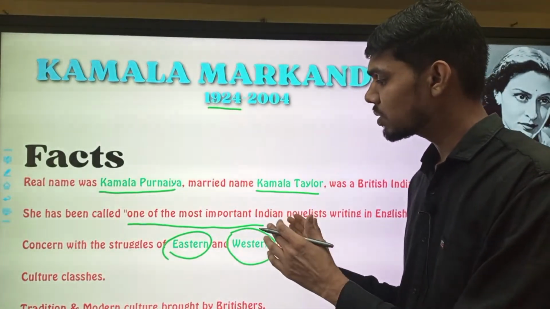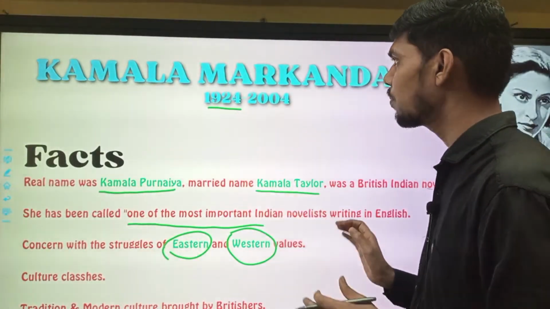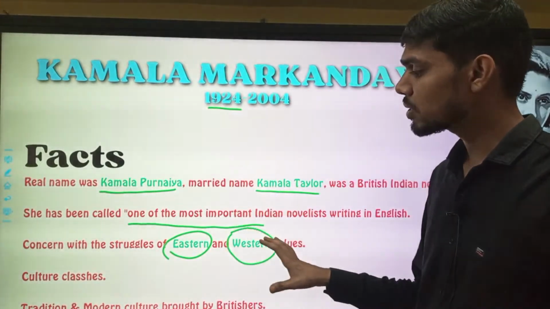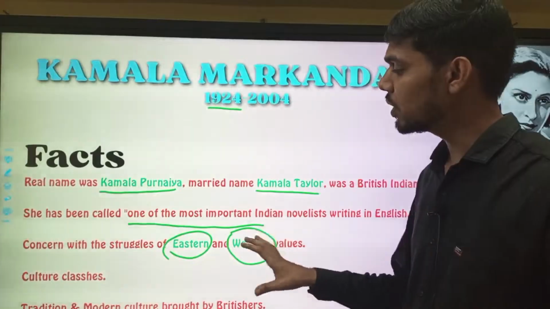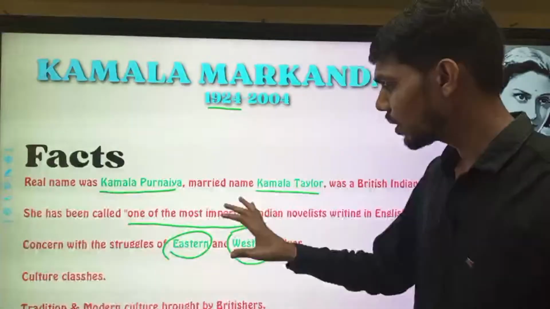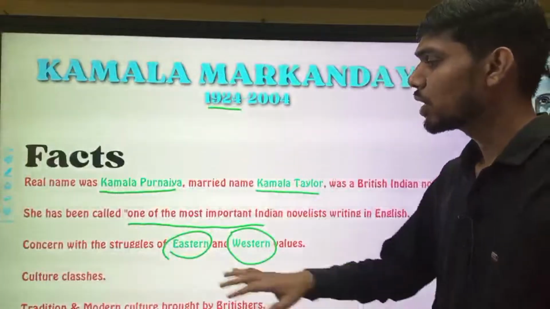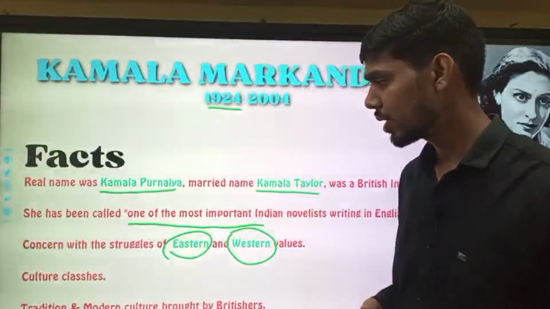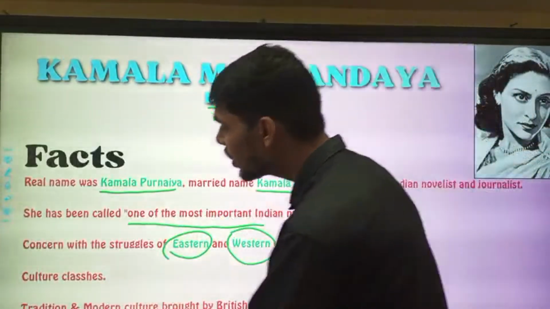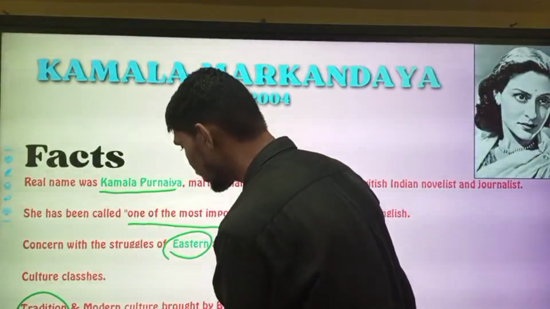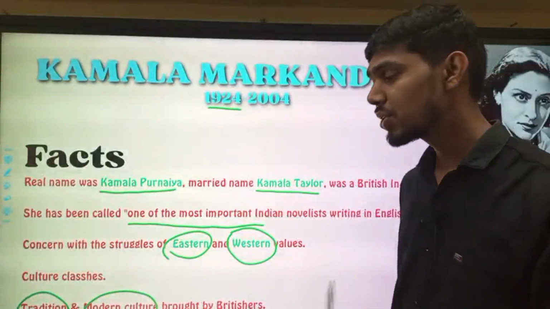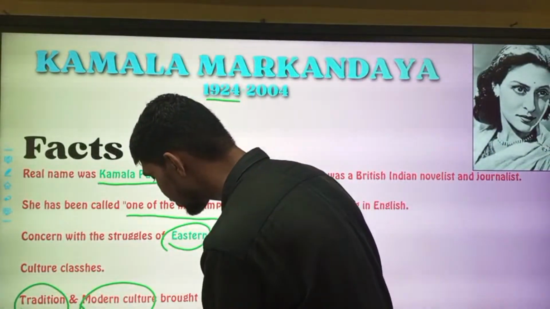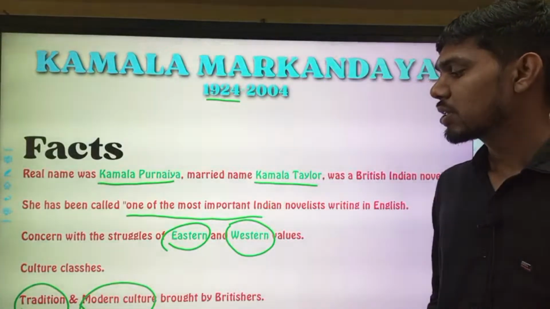So the prominent theme of Kamala Markandaya is the conflict between Eastern and Western values. Whatever novel we study, the characters grapple between Eastern and Western values. Here we also find culture clashes, Indian culture and British culture, and the main theme is tradition, value, and the modern culture that was brought by the Britishers when they came to India. There is also the theme of human relationships. We find this theme in her novel.